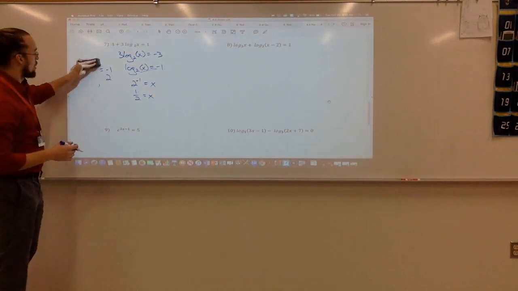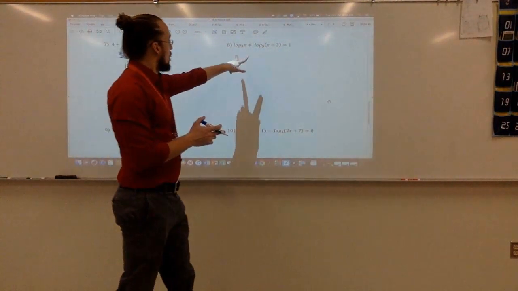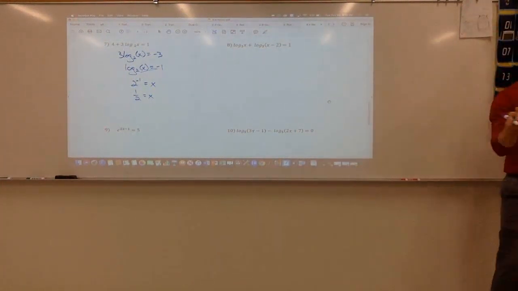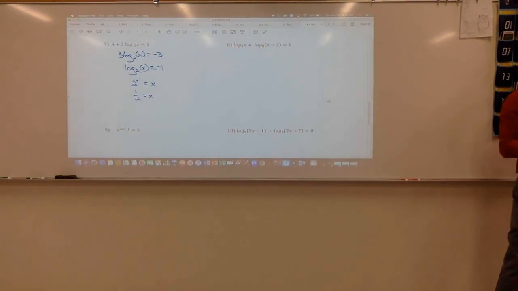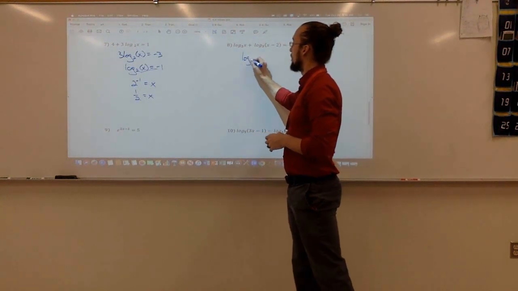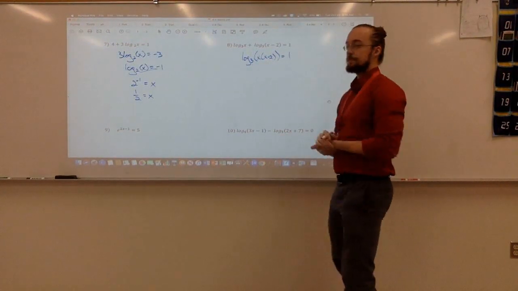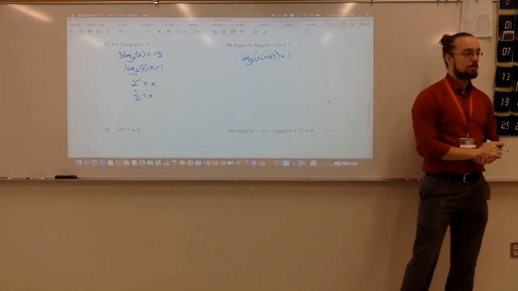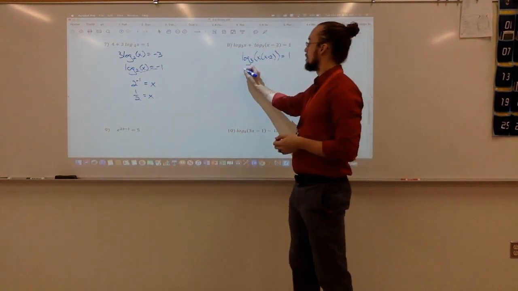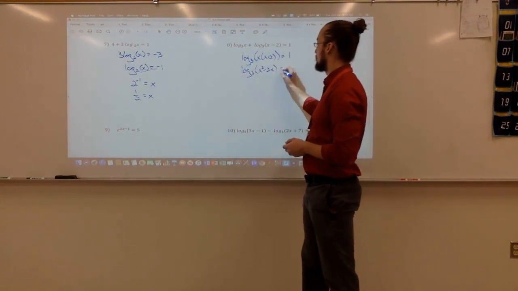So in number 8, I've got 2 logs. I want to combine these into a single log. How can I combine those into one log? I'm going to multiply what's on the inside. So this is going to become log base 3 of x times x minus 2. So we can make this log base 3 of x squared minus 2x.